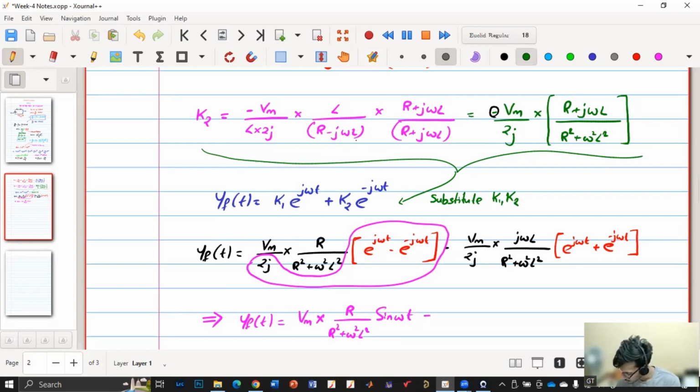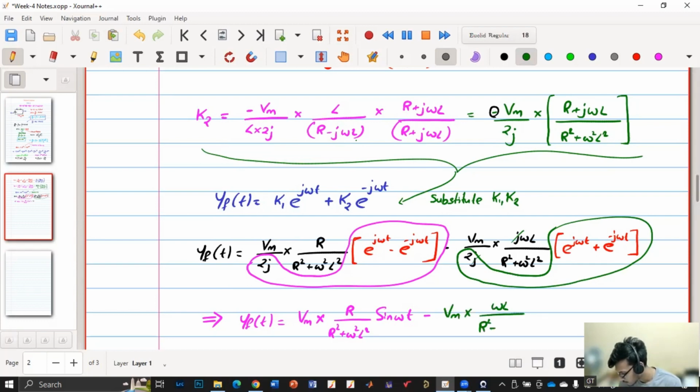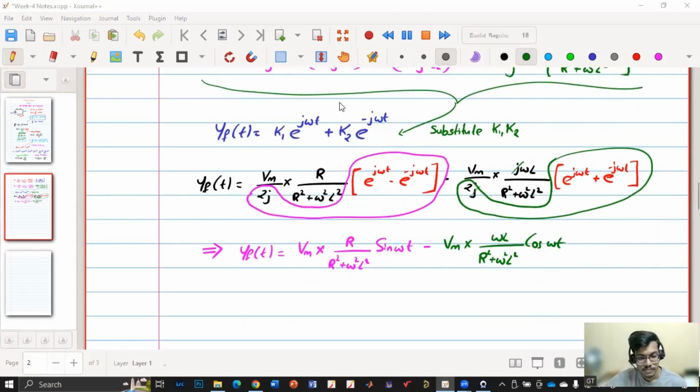I'll use a different color. So j will get cancelled. And now what will be this term? E to the power j omega t plus e to the power minus j omega t by 2. Cos omega t. Cos omega t, yeah. R square plus omega square L square into cos omega t. Cos omega t, yes, you are right.